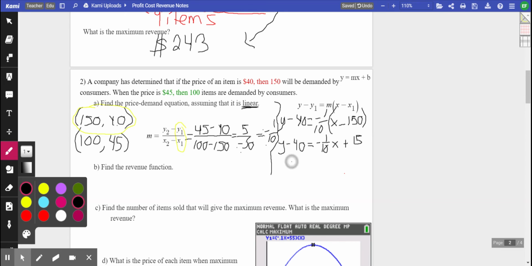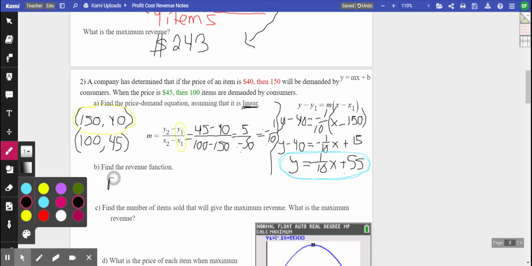And then solve for y. So I get that y is equal to negative 1/10 x plus 55. This right here is actually my price-demand equation. So when we're asked to find our price-demand equation, that's this guy right here, price-demand. From the prior example, we learned that once we know our price-demand equation, we just have to multiply it by x, and that gives us our revenue function. So we'll do that in our next step to answer part B.